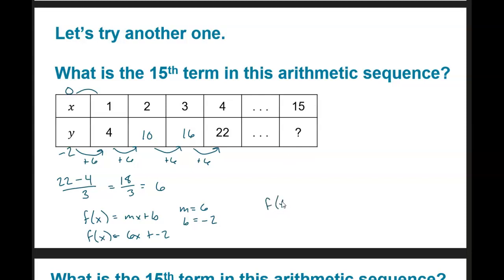To find the 15th term, we can plug that in. Let's do f of 15 equals 6 times 15 plus -2, which is 90 plus -2, which is 88.